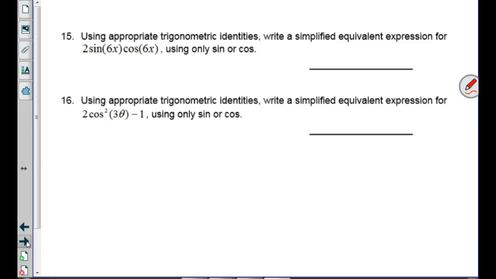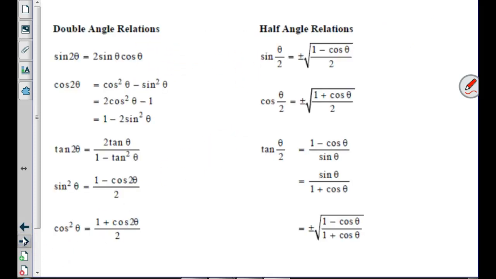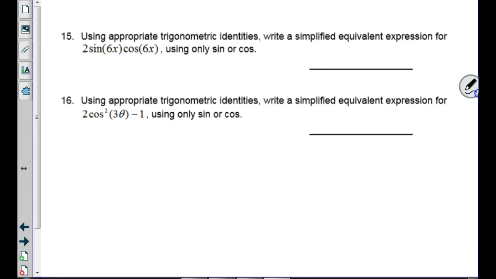All right. We are going to start with numbers 15 and 16. Everybody good? What you are looking for here, it says using appropriate trig identities, write a simplified equivalent expression using only sine or cosine. So if I go to this slide, the first one was this, I believe. Everybody know where this is on a reference sheet? These should be easy questions, so please get these right. It says on the sheet 2 sine theta cosine theta is equal to the sine of 2 theta.